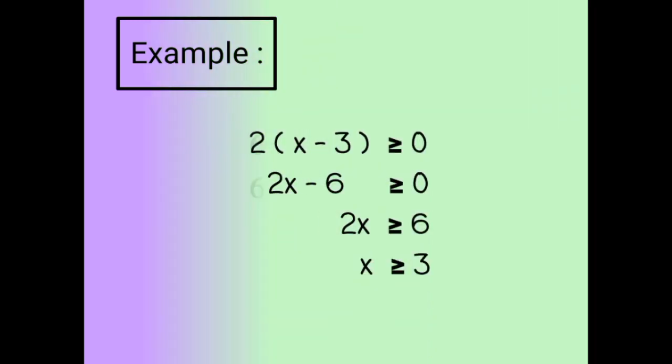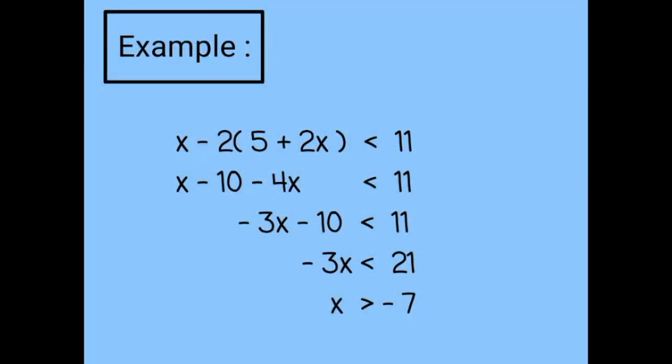2 times x minus 3 greater than or equal to 0. First expand the brackets: 2x minus 6 greater than or equal to 0. Add 6 to both sides, so 2x greater than or equal to 6, x greater than or equal to 3. Next, x minus 2 times 5 plus 2x less than 11.